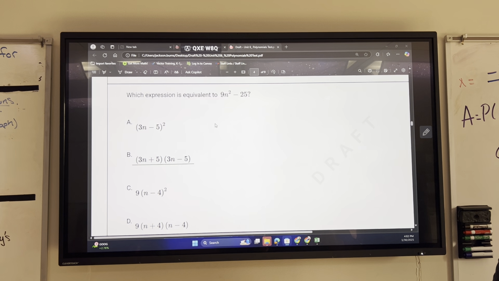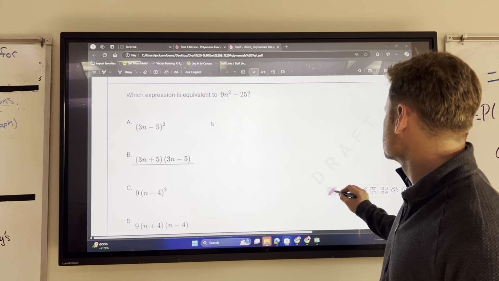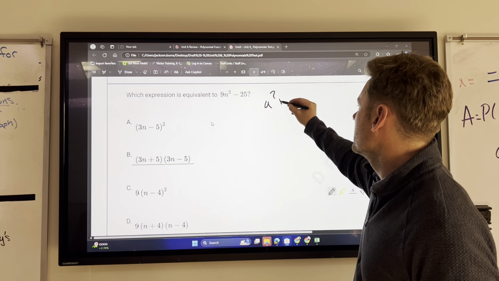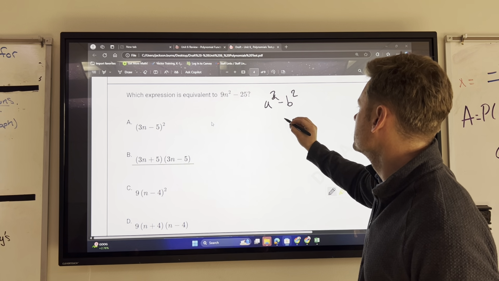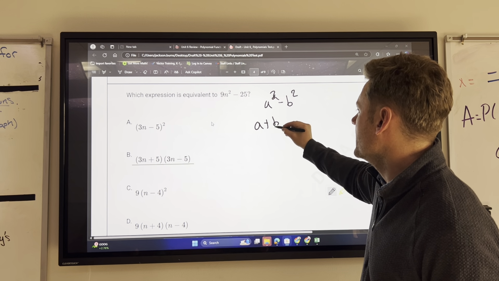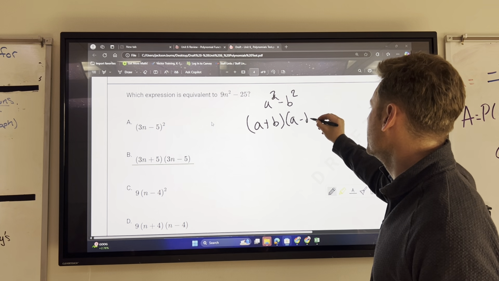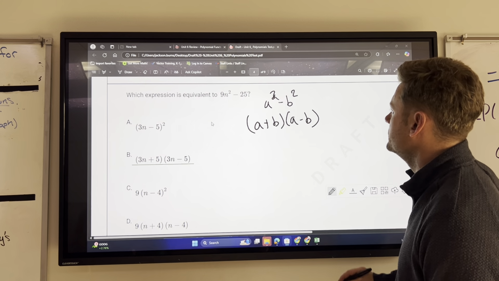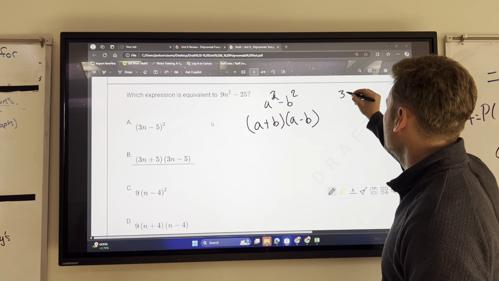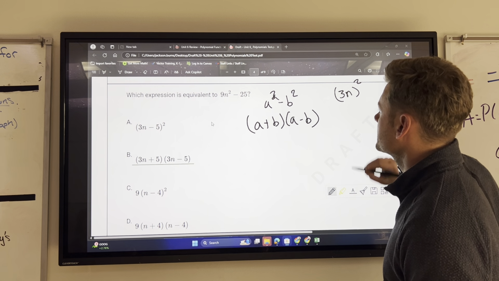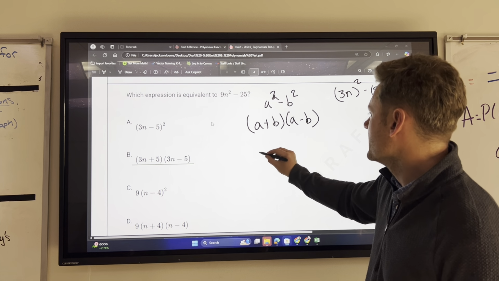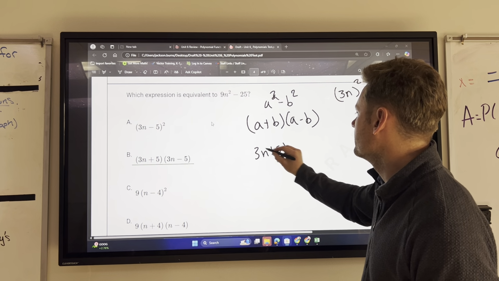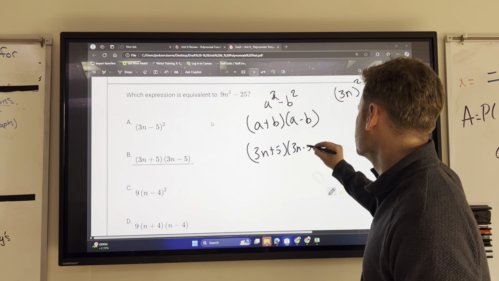Let's get into some polynomials. All right, difference of squares. Difference of squares is just a squared minus b squared, which is going to automatically factor to a plus b times a minus b. So I just have to figure out what my a and my b is. Here, I know my a is going to be 3n, because I can square that. My b is going to be a 5. I can square that. So now this is just going to be 3n plus 5 times 3n minus 5. Boom.